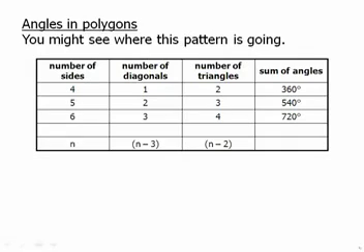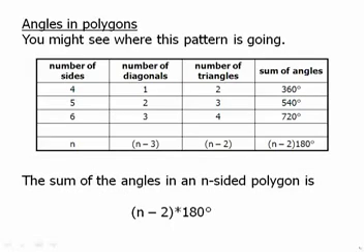Now, where's this pattern going? If we have an n-sided polygon with n vertices, that means that from any one vertex, we could draw n minus 3 diagonals. The n minus 3 diagonals would divide the shape into n minus 2 triangles, and then the sum of the angles would simply be n minus 2 times 180, because we'd have n minus 2 triangles. So the sum of the angles in an n-sided polygon is n minus 2 times 180. That's an important formula to know, and again, I would urge you, don't simply memorize it, make sure you understand where it comes from.